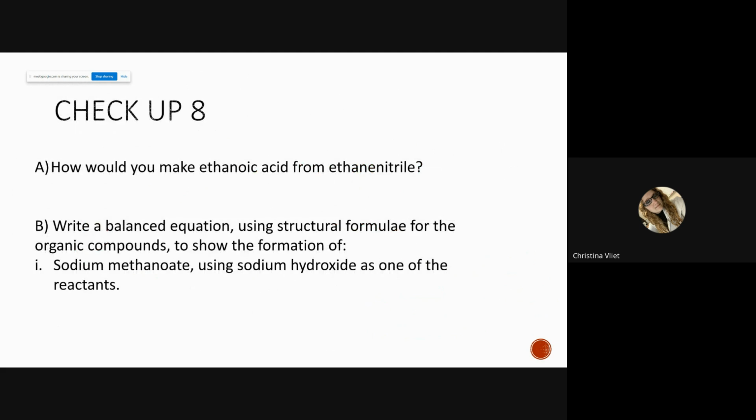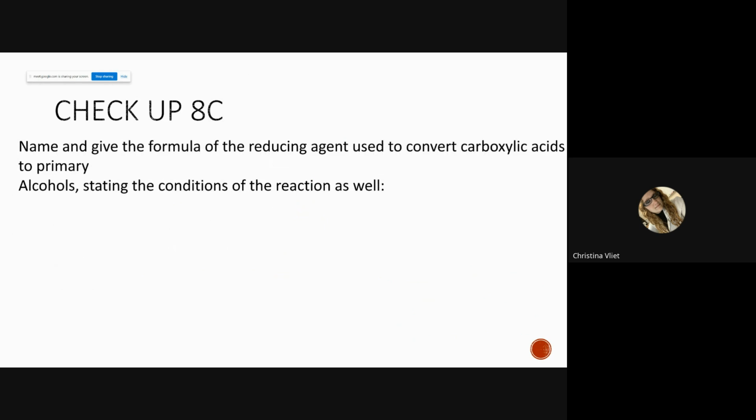All right. I realized when I was reading earlier today that you skipped this. I have been moving stuff around, and we are not at nitriles yet. That's another day. So skip this question. Just put an X. Now, this one, 8C, still should be included. Name and give the formula of the reducing agent used to convert carboxylic acid.